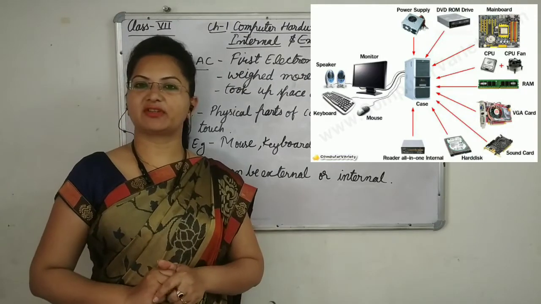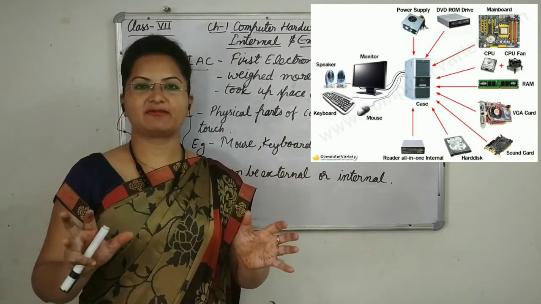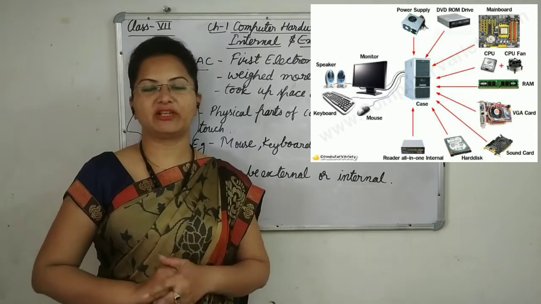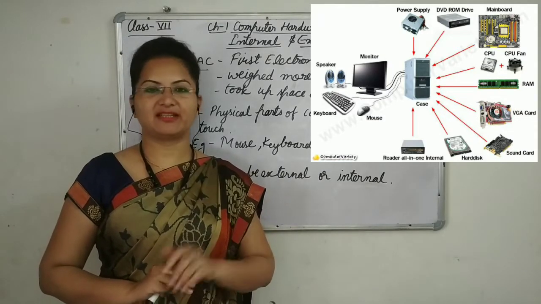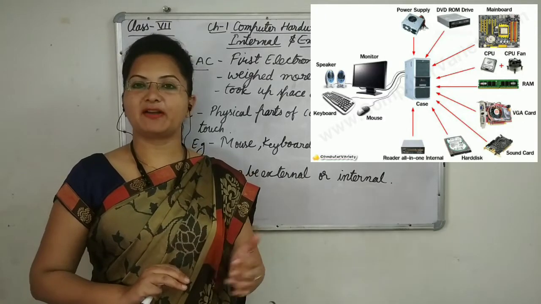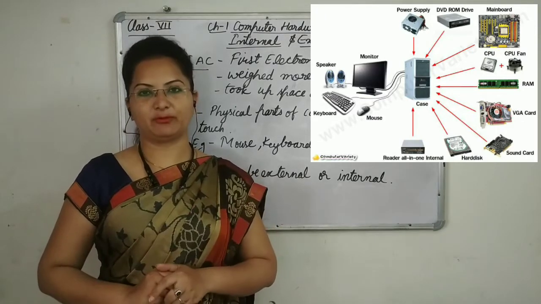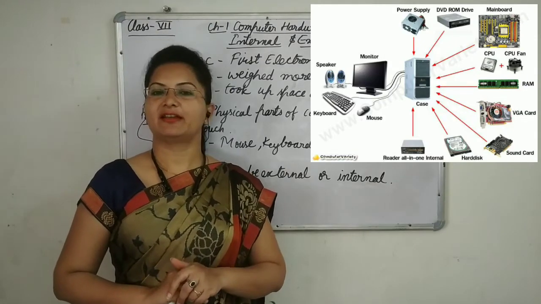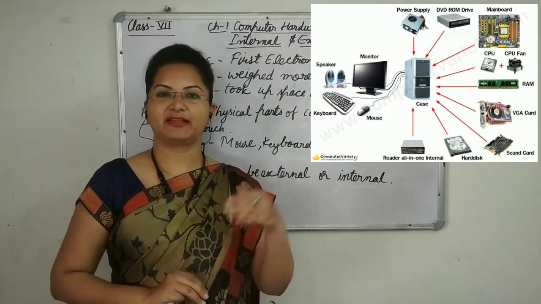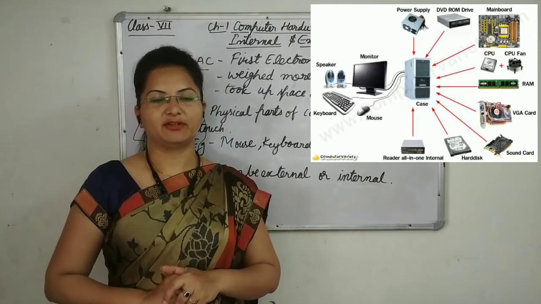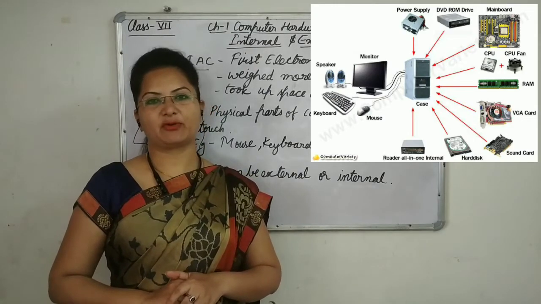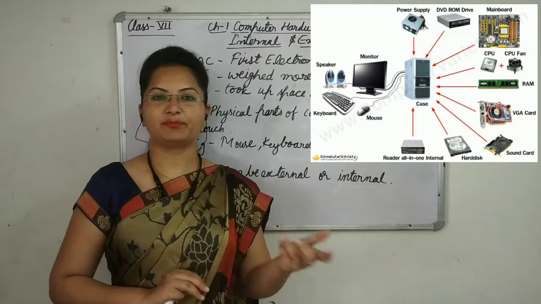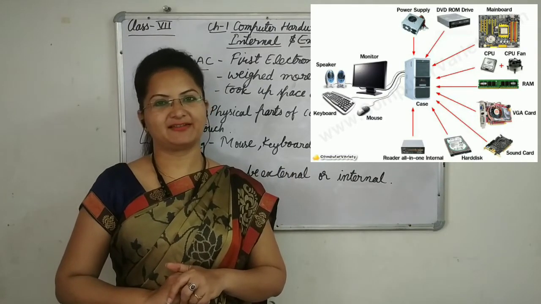If you see computer, you will be able to see that there are few devices outside the computer like mouse, keyboard, monitor, etc. which you can see and touch also. But apart from that, inside the CPU, there are internal hardwares. Internal hardware means they are inside the computer. That means inside the CPU cabinet. So there can be motherboard, RAM, processor, etc.